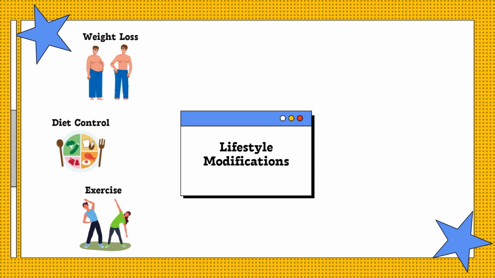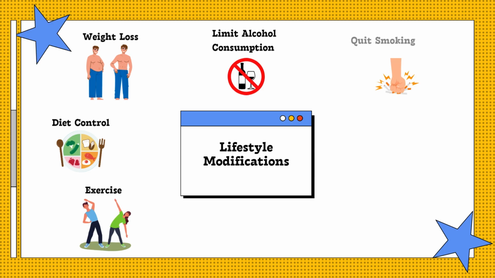Exercise. Regular aerobic exercise should be done. Activities such as brisk walking, running, swimming, or cycling are good options. Limit alcohol consumption. Reduce or avoid alcohol consumption, as excessive drinking can raise blood pressure. Quit smoking. Avoid smoking as it harms blood vessels and the heart, which can increase blood pressure.